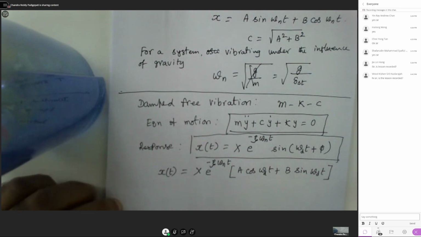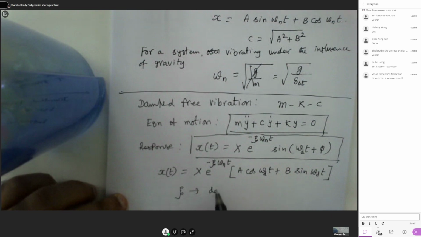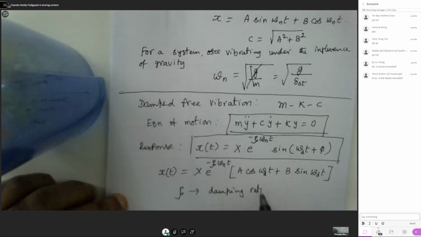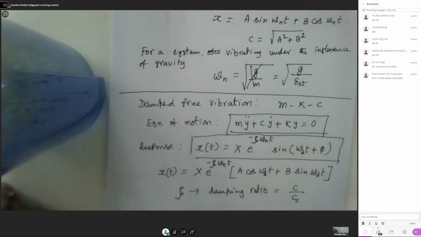Where eta is your damping ratio. Okay, so eta is the damping ratio. So what is the damping ratio? The damping constant c over the critical damping constant.